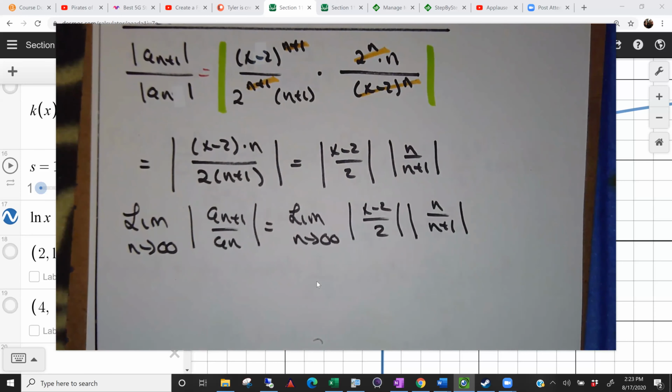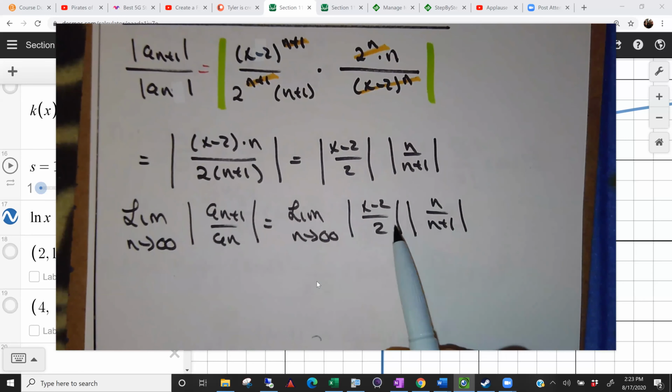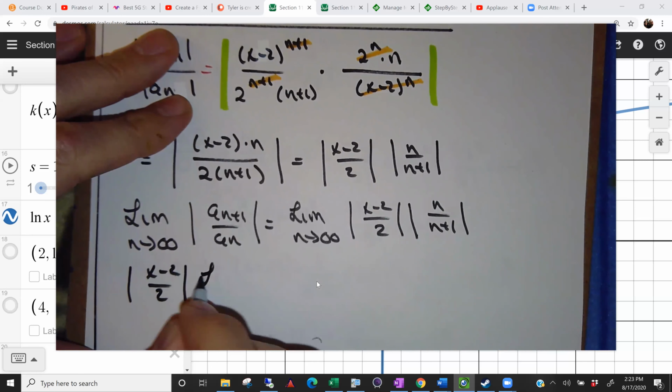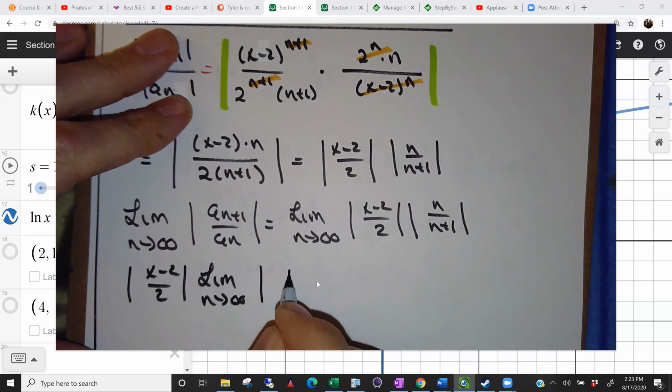So this part is good review because the ratio test was part of section 11.9. We went over that there. Since we're taking a look at the limit as n approaches infinity, and none of this has anything to do with n, I'm going to factor it out. It's going to be the absolute value of x minus 2 over 2 times the limit as n approaches infinity of n over n plus 1, like that.